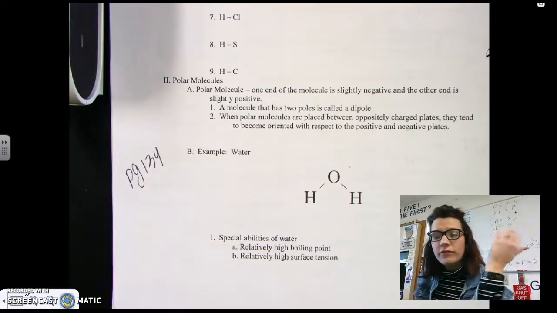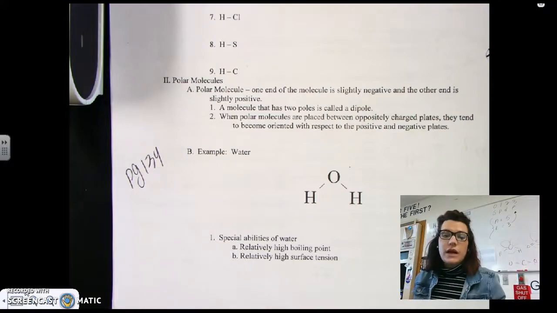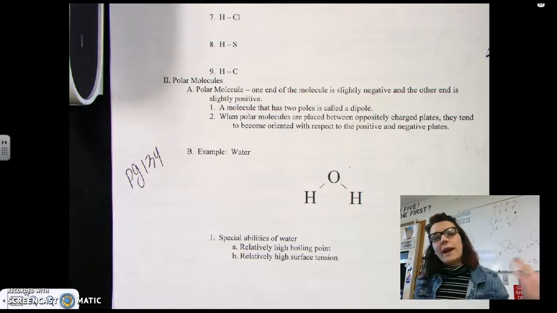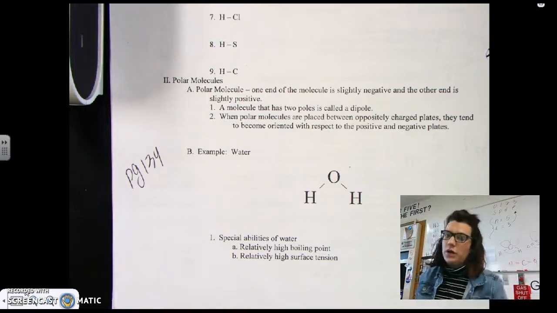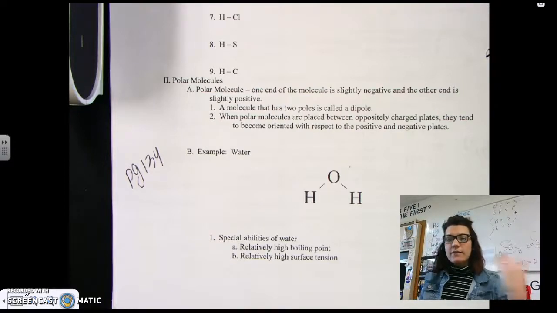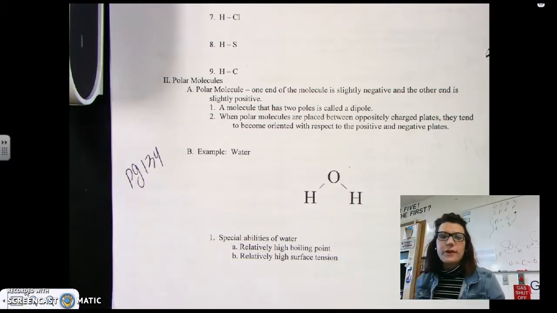So it's all fun to talk about if a bond is polar or nonpolar, but most of the time we have multiple bonds inside of a molecule, so we need to talk about whether a molecule is going to be polar or nonpolar, okay? So a polar molecule is just basically talking about one end of the molecule, just like the bond, is going to be slightly negative and the other end is going to be slightly positive, okay? If a molecule has a slightly negative and a slightly positive, we say that it has two poles, which we call a dipole in chemistry, okay?